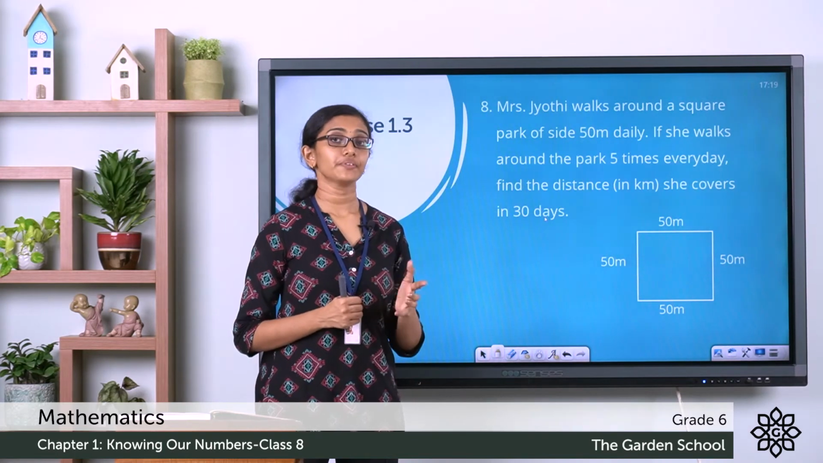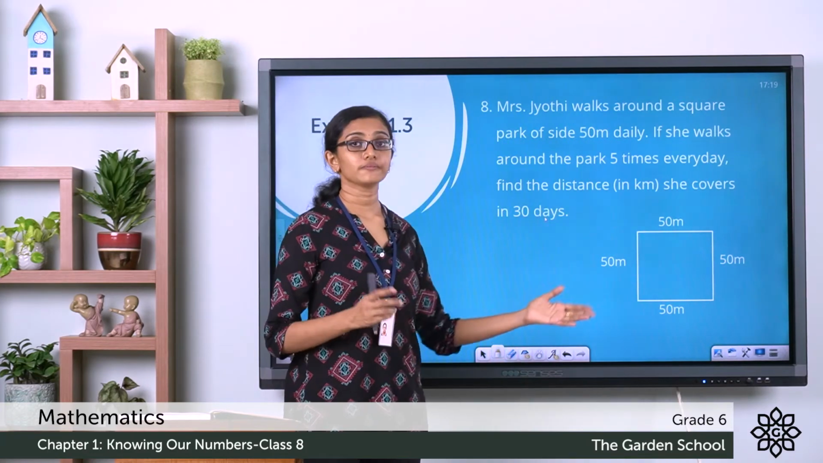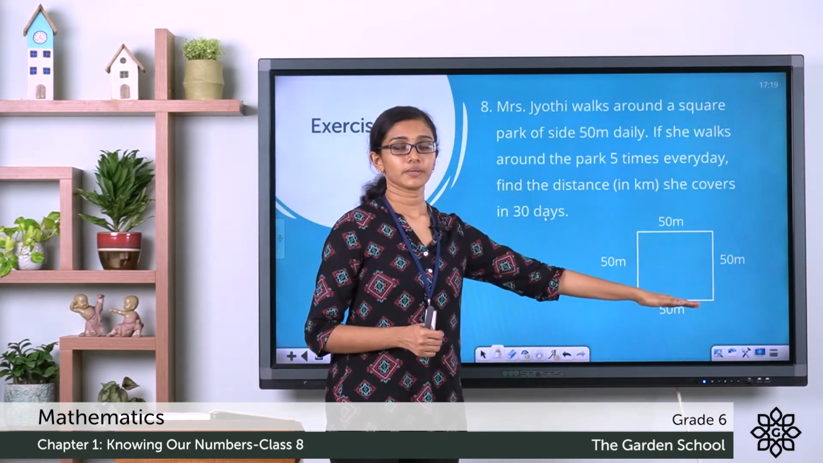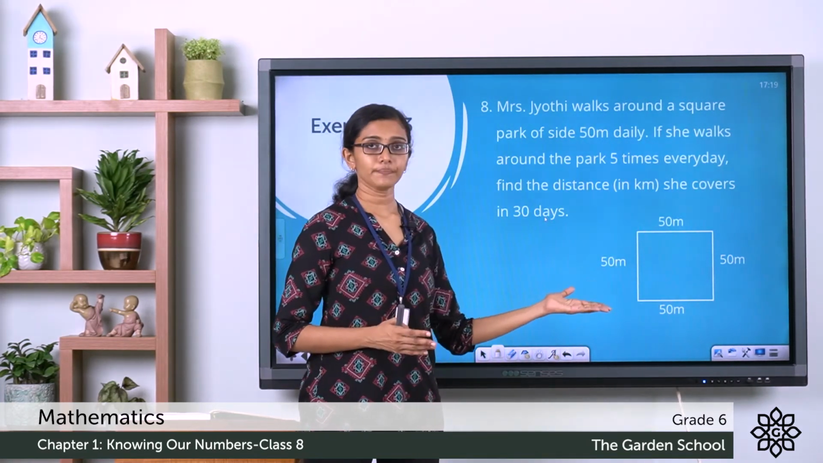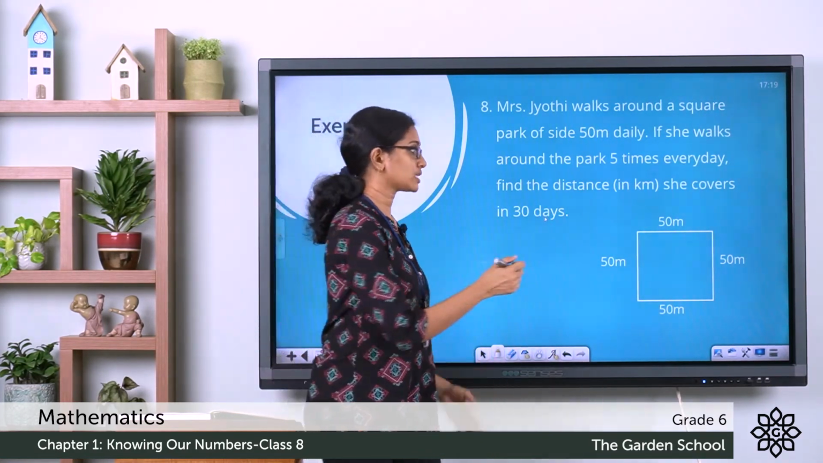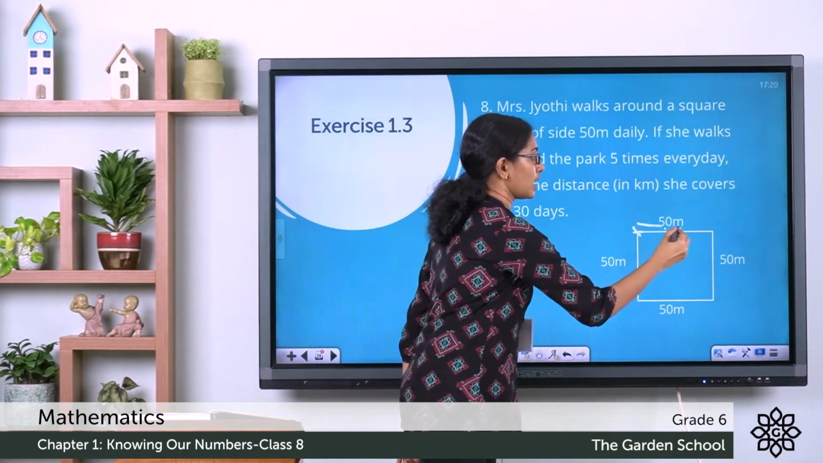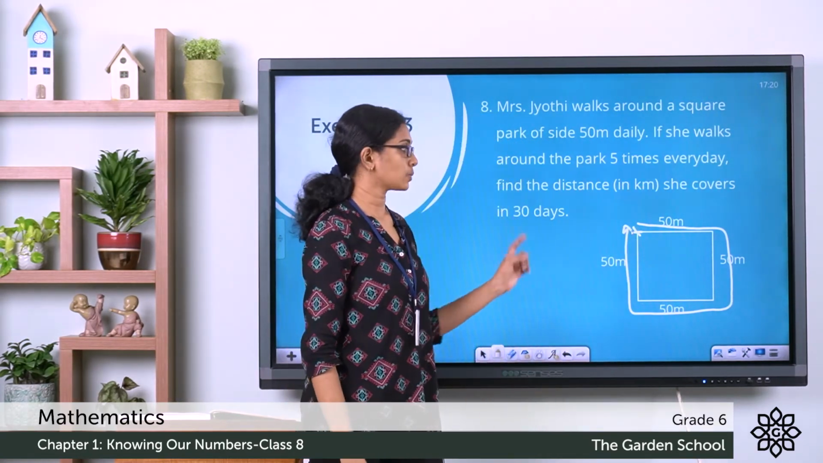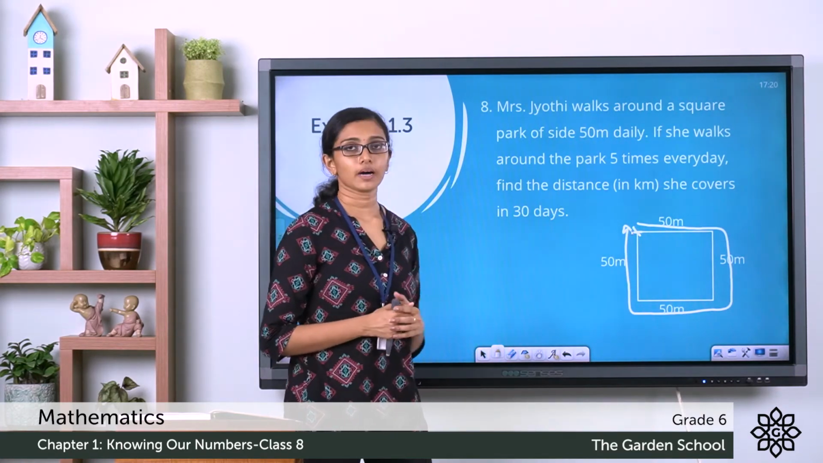So, let us find out every single day what is the distance she covers by walking around the park 5 times. You see, in the question it is given the side of the park measures 50 meter each. It's a square park. So, each side will be the same 50 meters. And imagine that she starts from this point. When she completes one round, she would have walked around the park like this or the other way. Here she is covering the perimeter of this square park.